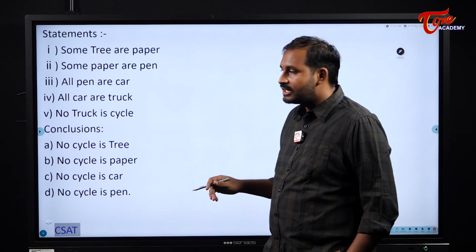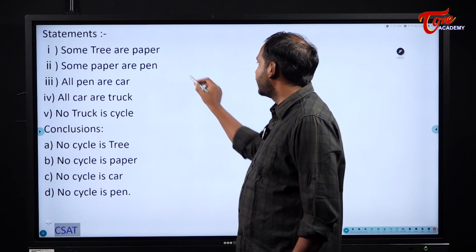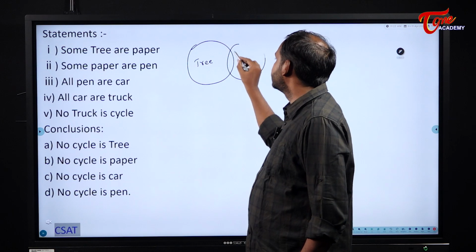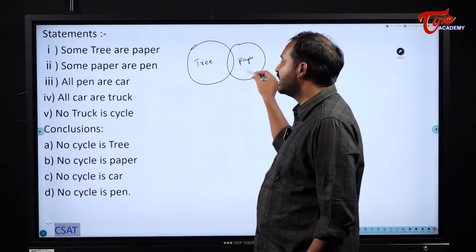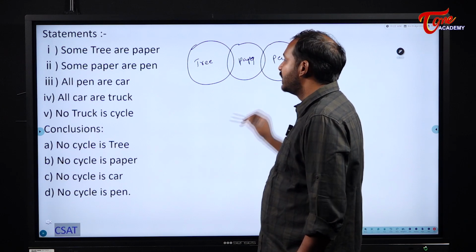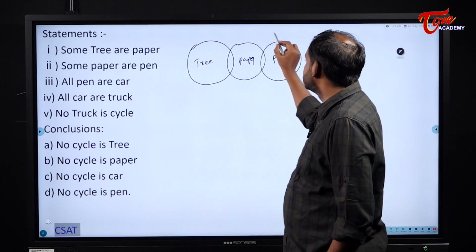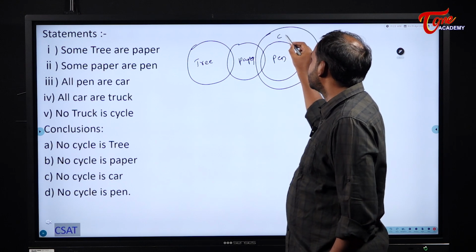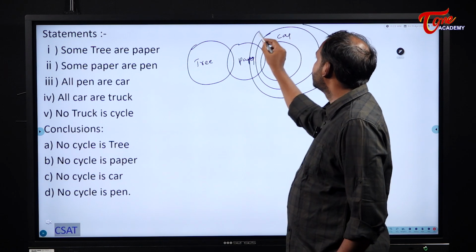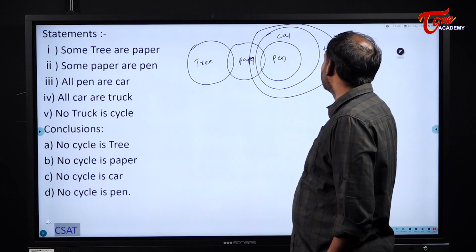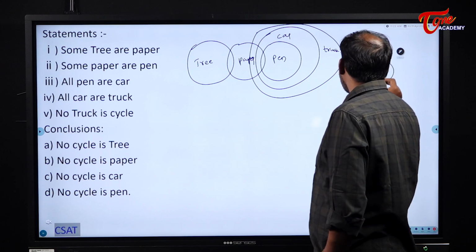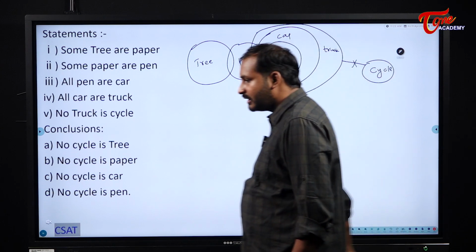Okay. Now see here, some tree or paper. Good. Next, some paper or pen. That is also good. Next, all pen or car. That is also okay. Next, all car or truck. Okay. No truck is cycle. Okay.